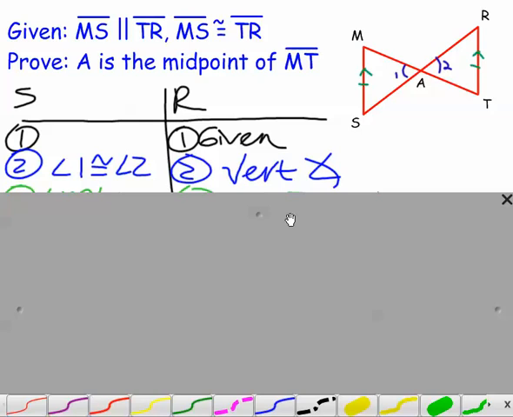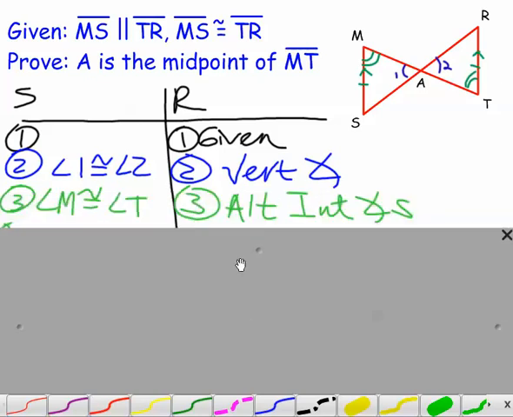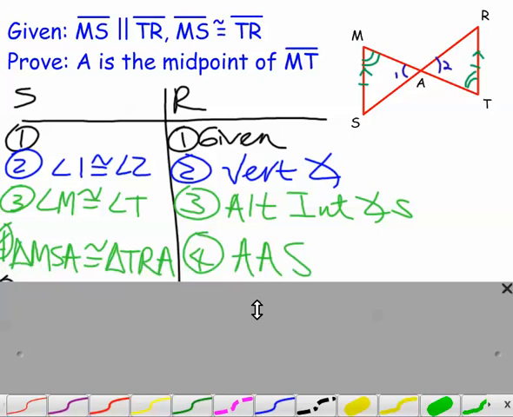Well, I have parallel lines, so I know that I have some alternate interior angles to work with. And I know that angle M is going to be congruent to angle T. You could use angle R and angle S if you want, because you're still working on the same pair of parallel lines, and that would be alternate interior angles. So now I have the angle side congruency working for me. So I know that triangle MSA is congruent to triangle TRA.